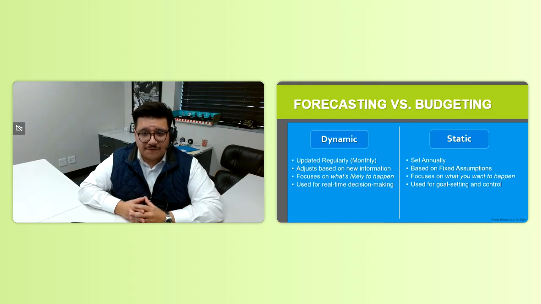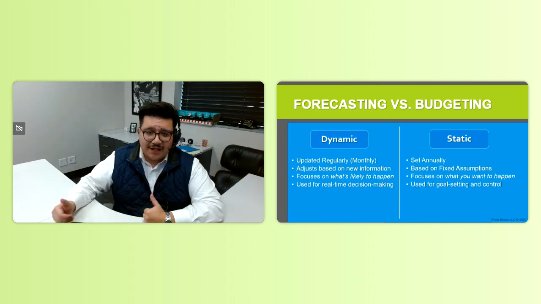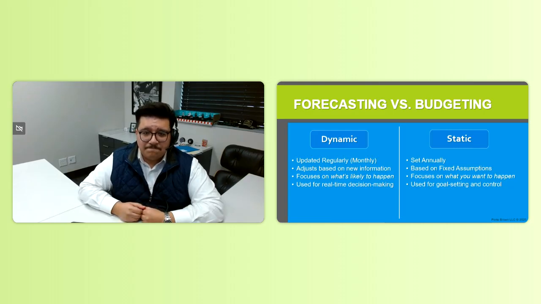But this is really used for goal setting and control. So if I think that this is going to happen within the financial year, you can set up those goals and hold your staff accountable, using historical information to create that budget. This is the revenue we're going to get. This is how we're going to control our expenses to get that desired outcome of either net income or balancing to zero to make a profit.